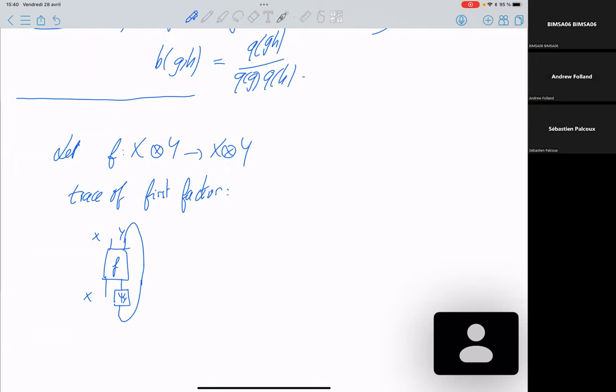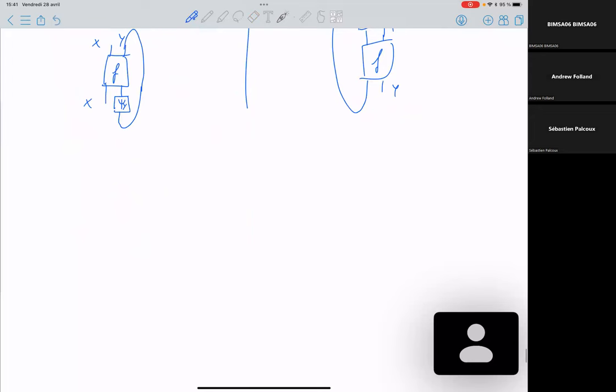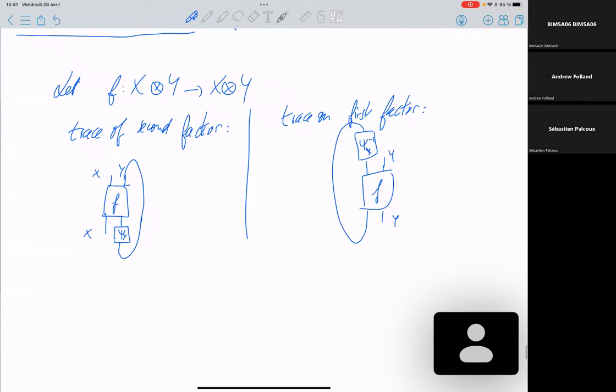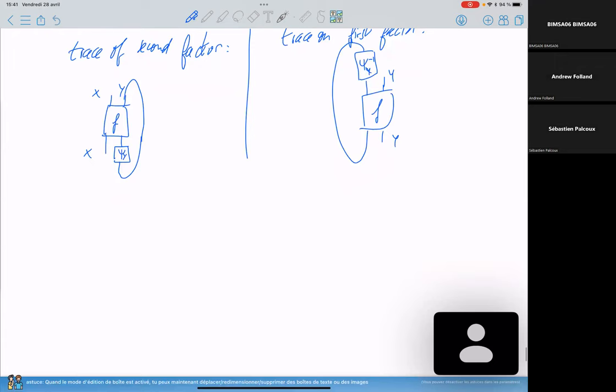And the trace on the first factor is the same, but you put the spherical structure above here, phi x inverse, and like that. Okay. So I did not really need that in this course. I talk about that in the book, but because I will do a pictorial proof for the next proposition, I don't really need to talk about trace of second or first factor. I will directly do the picture.